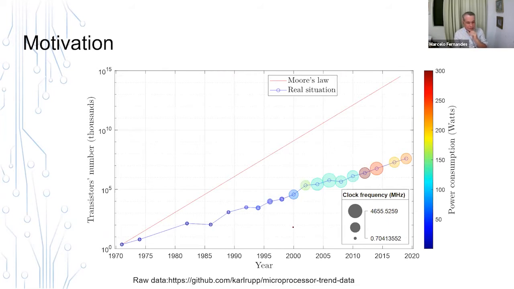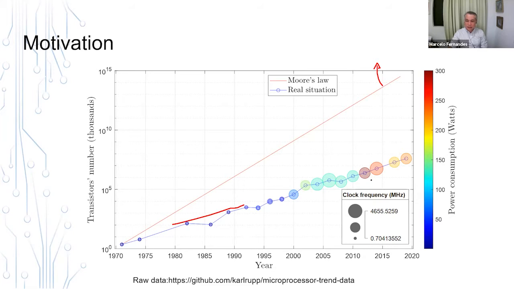This picture is also about motivation. It's about the red line here, which is a theoretical Moore's law. And this other line here is a practical situation. It's a real situation of the processors.